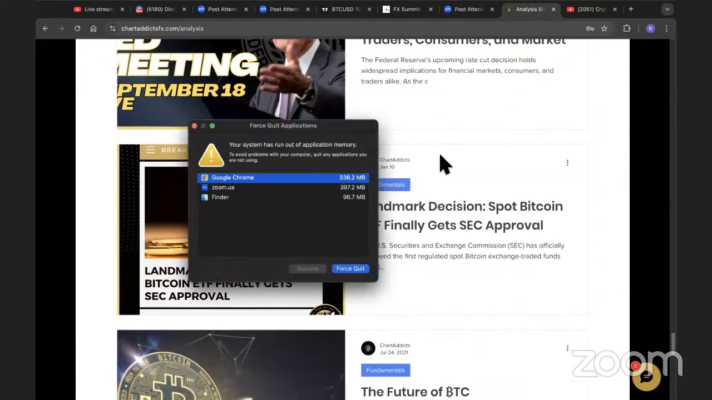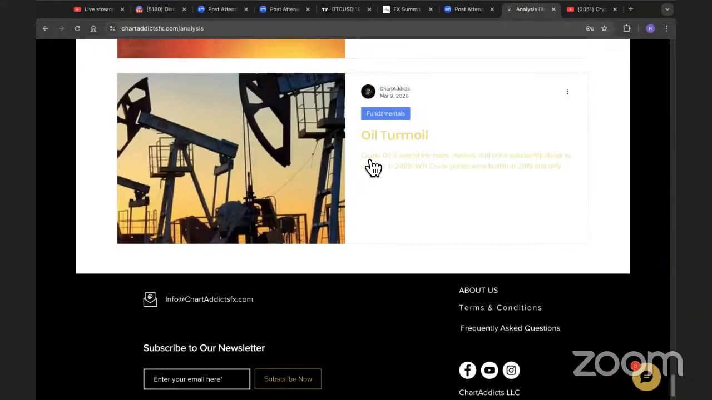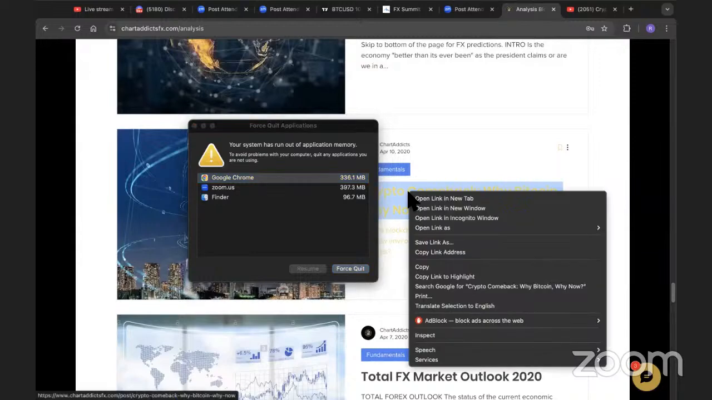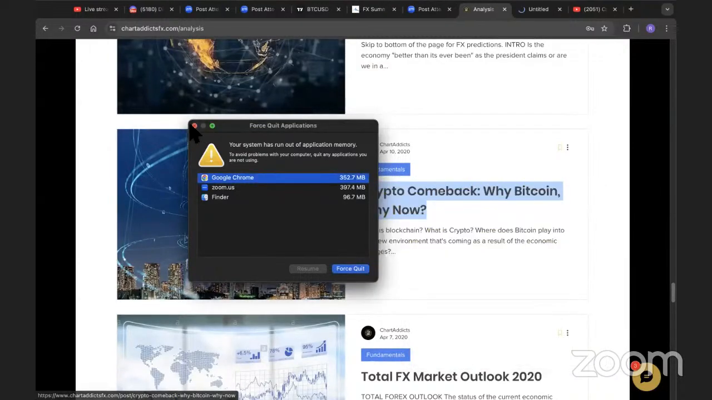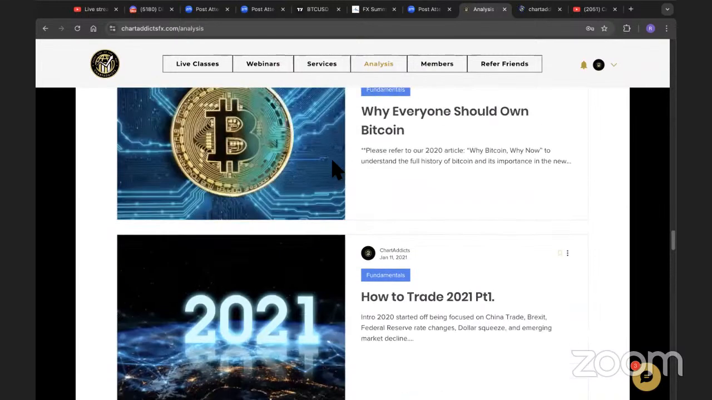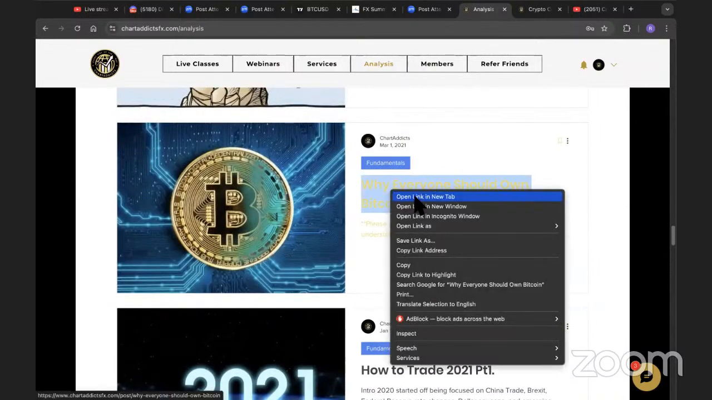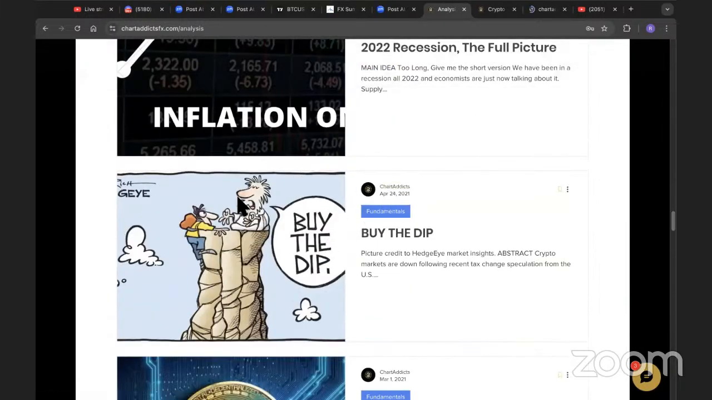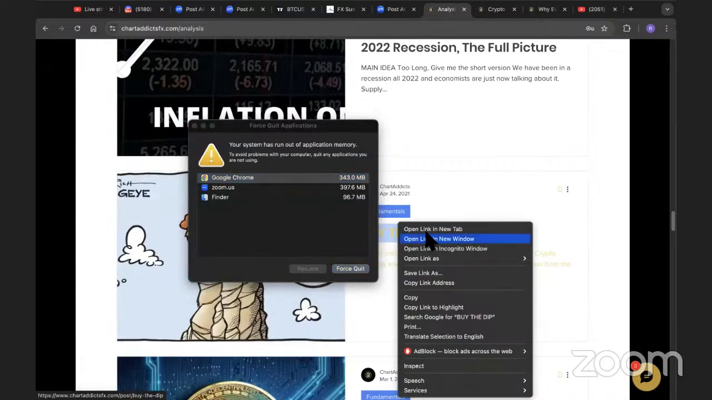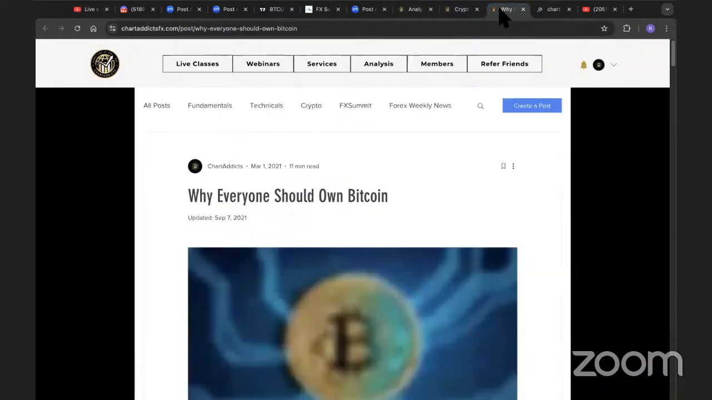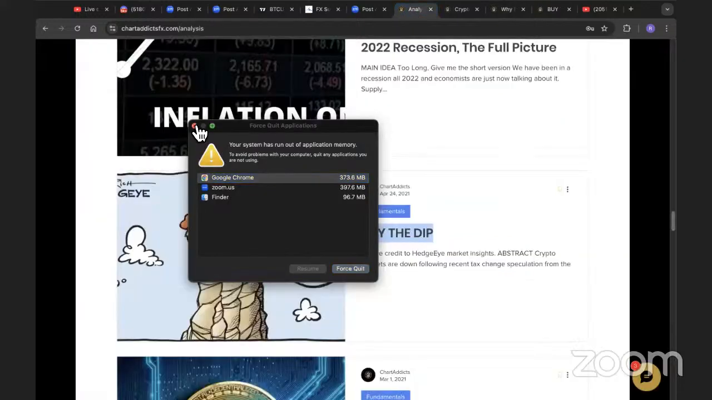Okay, Fed rate cut, landmark decisions, spot Bitcoin. Okay. Crypto comeback. We're talking 2020 here. Why everyone should own Bitcoin. 2021. Buy the dip, right? People always coming up to try to get some expert advice. Really, it's if you believe in an investment, then whenever you see a discounted price, you typically use that as an opportunity to buy more.